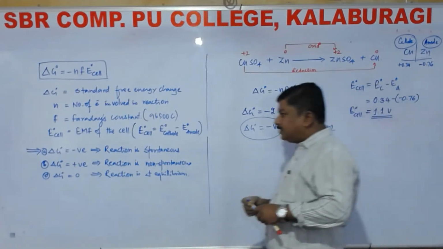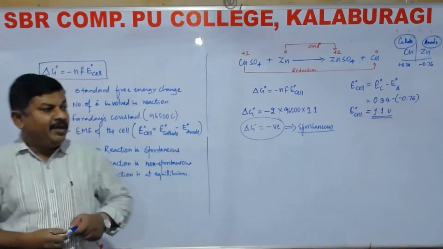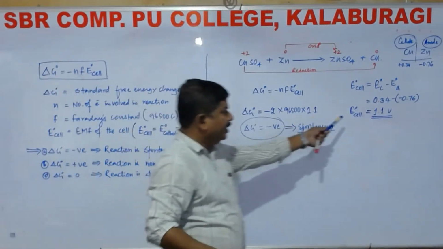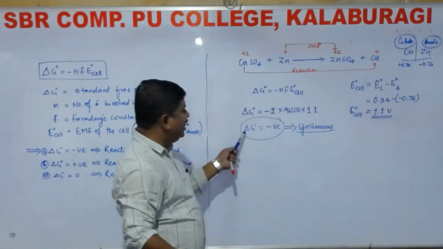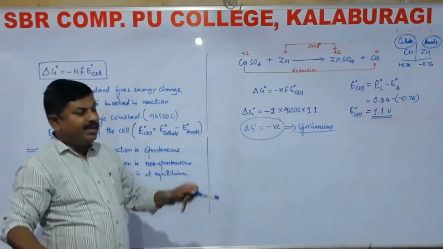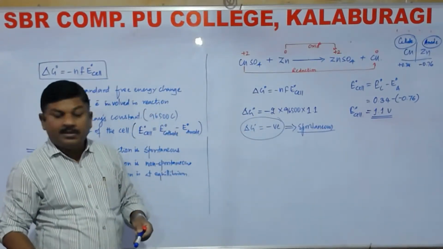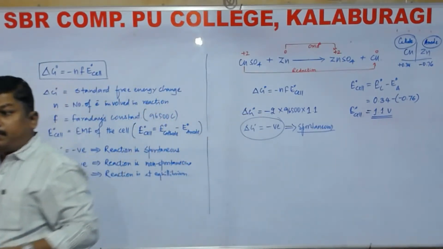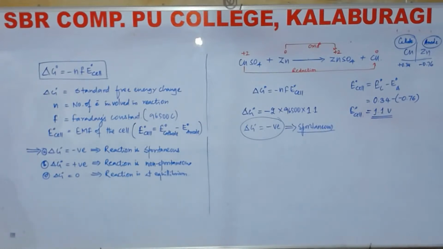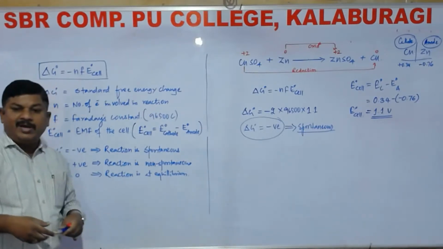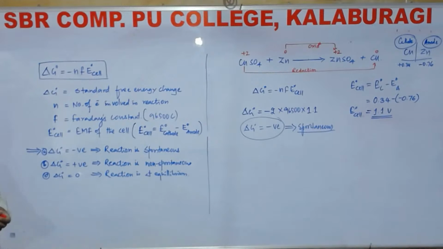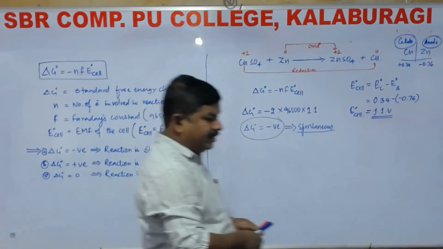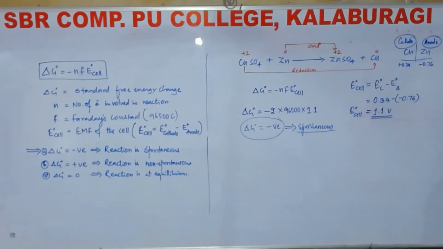Here this one point is going to be very clear. If the value of E naught of this cell is going to be positive, delta G naught will be negative. If E naught of this cell is going to be negative, then negative and negative becomes what? Positive. When delta G naught is positive, the reaction is not spontaneous, does not take place. Clear? Okay. So in this way, it is possible to identify whether the reaction is going to be feasible or non-feasible. Takes place or does not take place.